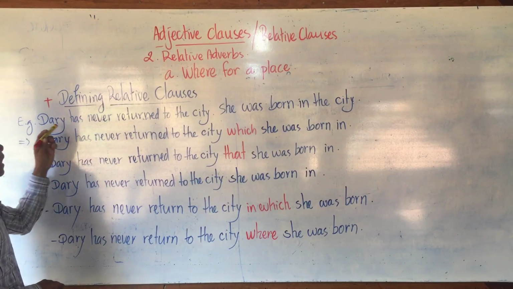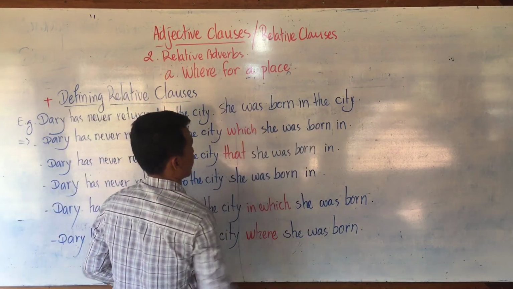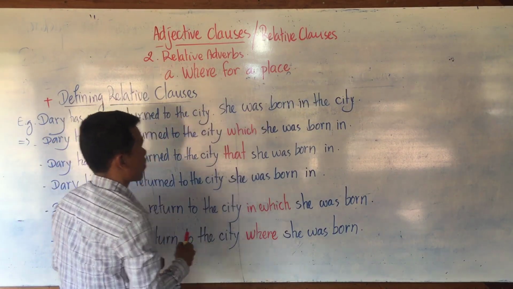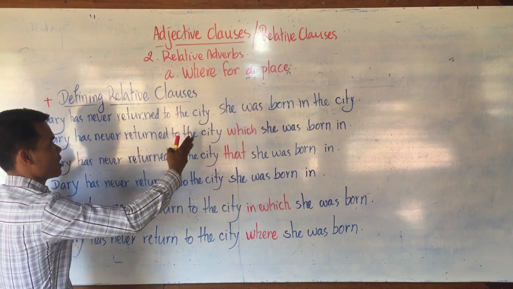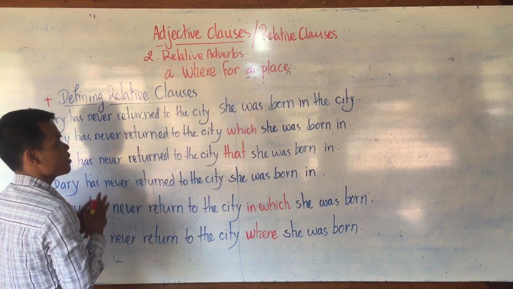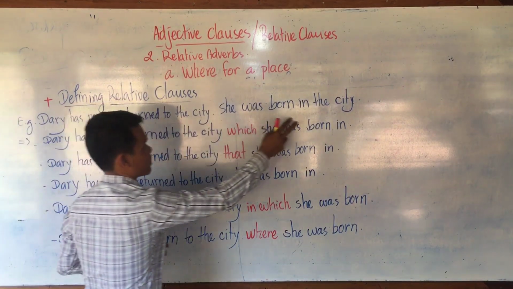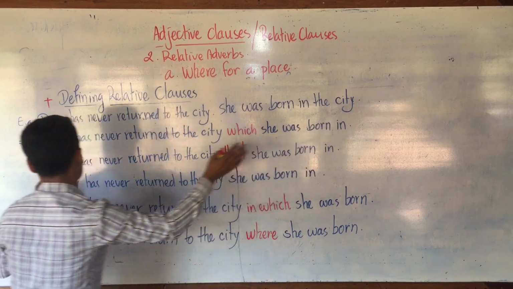Example. Dary has never returned to the city. She was born in the city. These two sentences are called simple sentences. So these two simple sentences are combined into one complex sentence. Then we can write the city and the city. So one city is the object of preposition. That's why we can write like this.